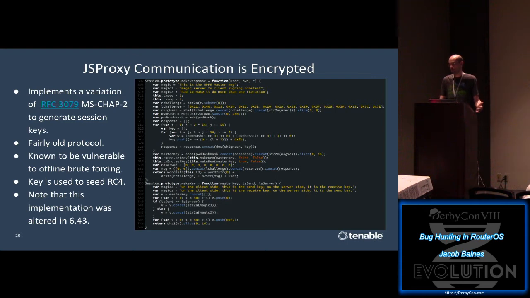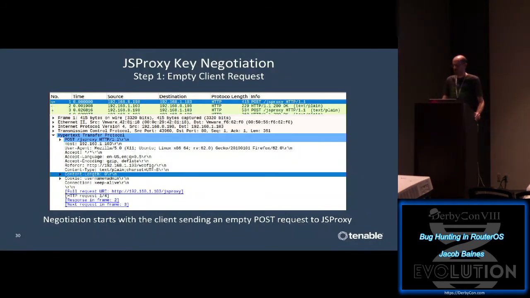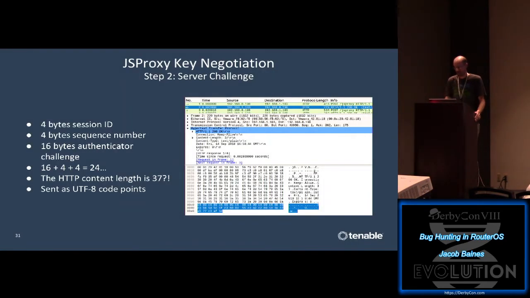So what are our steps forward from here? We want to explore this interface, but the communication is hidden behind custom encryption. The obvious answer to me, at least, is that we need to write a tool to decrypt this traffic. But before we can decrypt anything, we need to know how the key negotiation works. We can see here that it starts with the client sending an empty HTTP post request. And doing some unpictured RE, we know that the server's response should contain 4 bytes of session ID, 4 bytes of sequence number, and 16 bytes of challenge text, which adds up to 24 bytes.